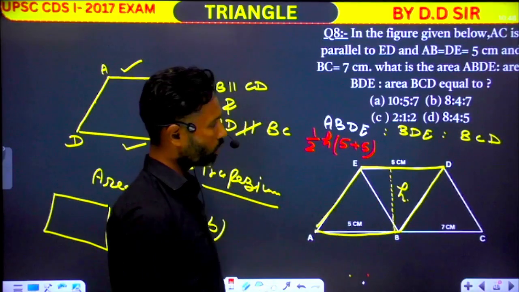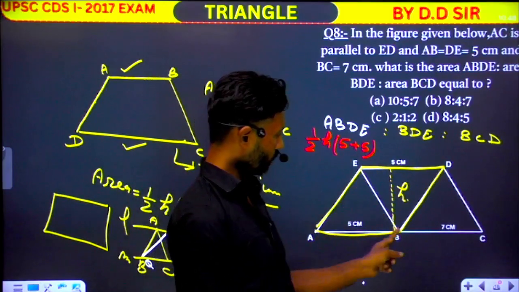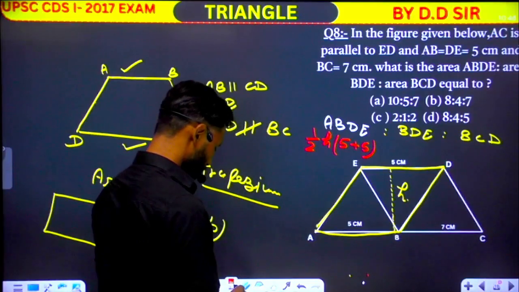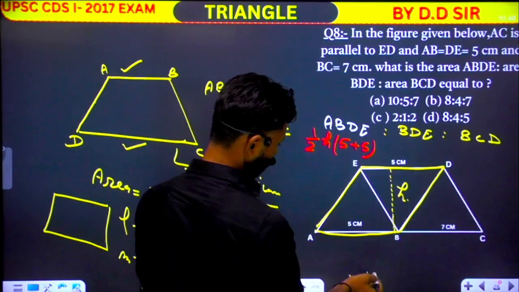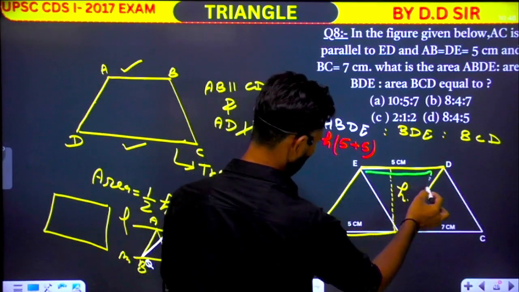Now we have to calculate the area of triangle BDE. So this is BDE, the middle portion. The middle portion is BDE. This portion is BDE.